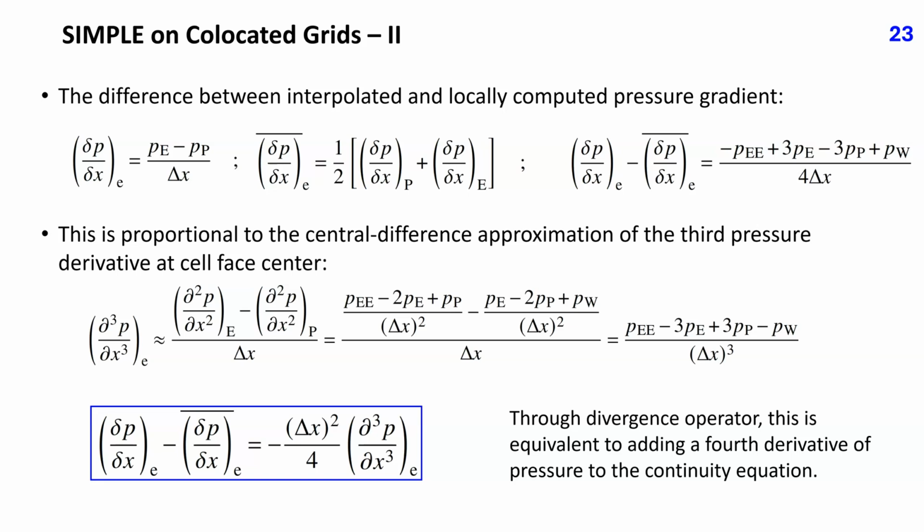When we assemble the continuity equation, the divergence operator acting on velocities at opposite faces means effectively the difference between third derivatives at cell faces divided by distance, which is an approximation of the fourth derivative of pressure at the cell center. Therefore, the Rhie-Chow correction is equivalent to adding a fourth spatial derivative of pressure to the continuity equation.